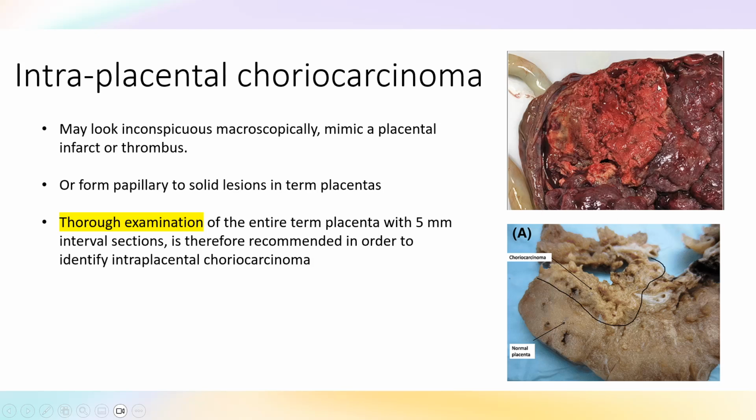That's a picture of an intraplacental choriocarcinoma. That's the placenta and that's the cord. But let me tell you one thing: the intraplacental choriocarcinoma may look inconspicuous macroscopically. It may mimic a placental infarct or thrombus. So for all the obstetricians, please examine the placenta very well, and if there's anything that is in question or worrying you, just send it for pathology. There they have to do a thorough examination with sections at 5 millimeter intervals. Sometimes they look like papillary to solid lesions and appear like this.